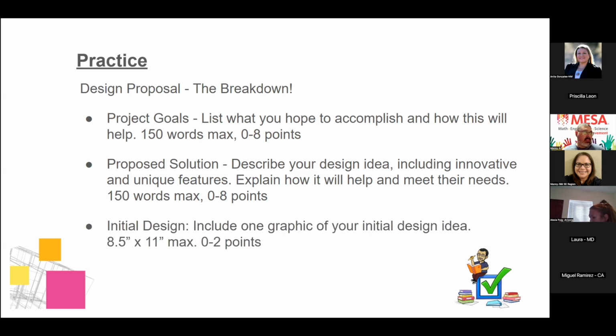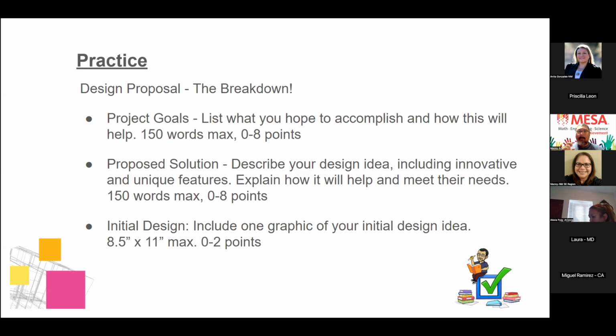And then the final piece of the design proposal is the initial design. So it's one graphic. It's just going to plop one picture into the design proposal template. That graphic should be a max of 8.5 by 11, so basically just one page, probably smaller than that.